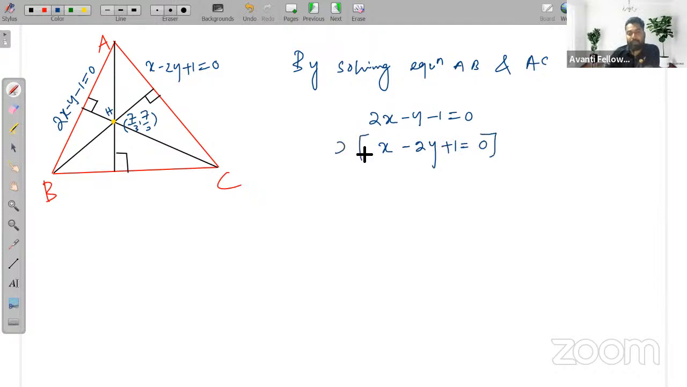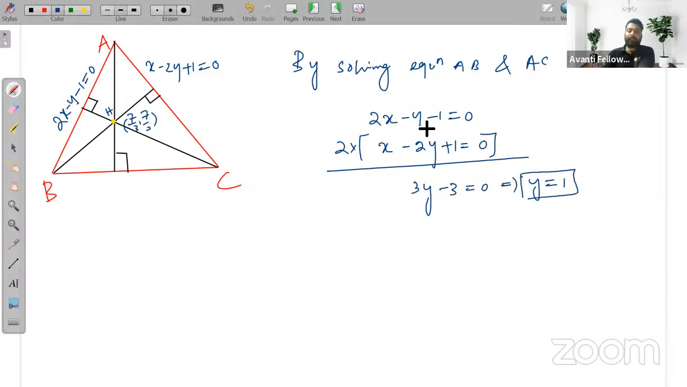If you multiply the second equation by 2 and subtract, we will get minus y plus 4y, that is 3y, minus 1 minus 2, that is minus 3, is equal to 0. I'm getting the coordinate of y as 1. By putting y in the first equation, we also get x is equal to 1. So the coordinate of point A is (1, 1). Simple.